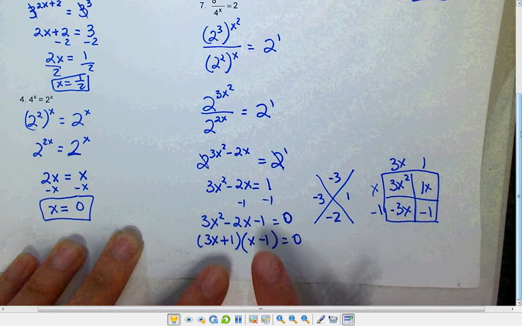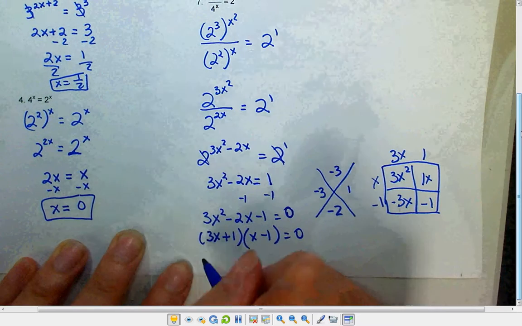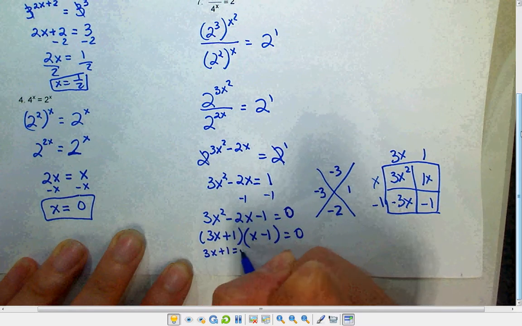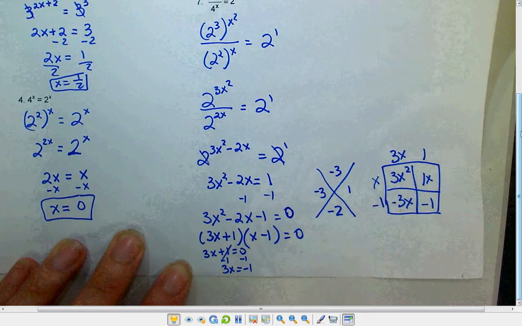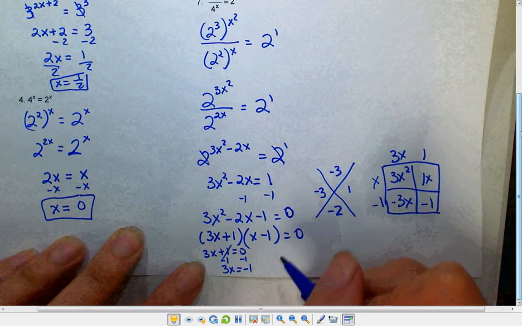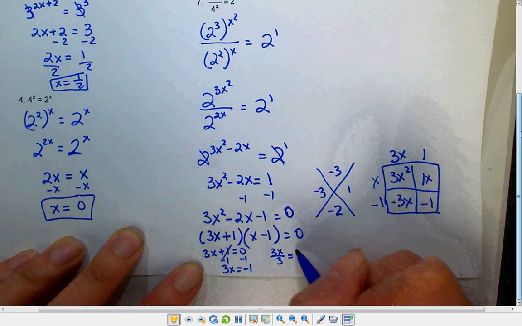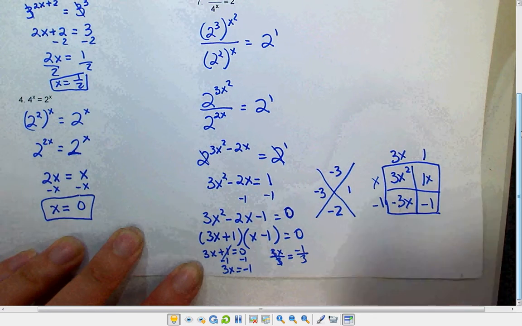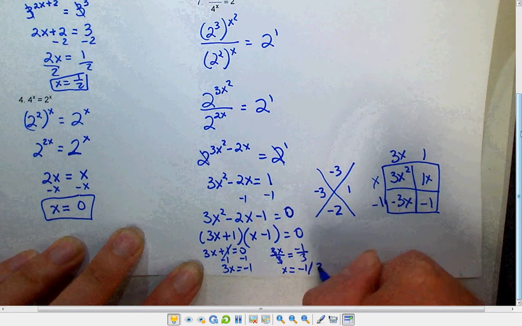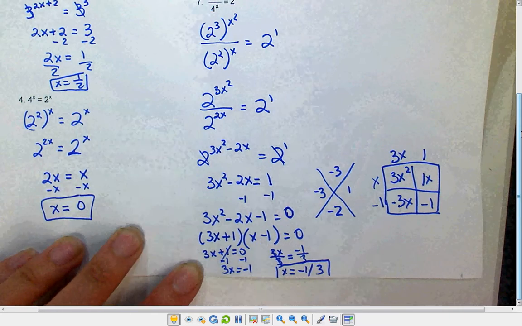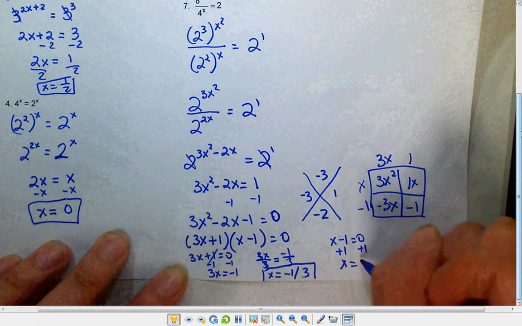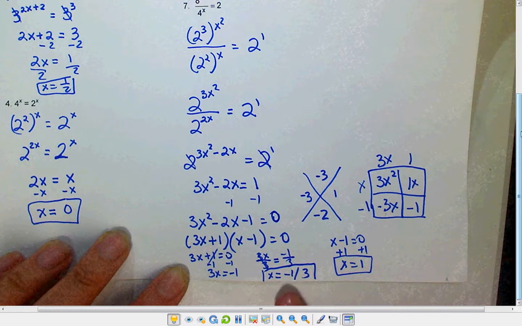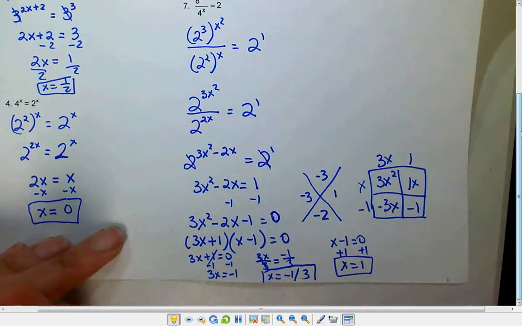And to get my answer now, I'm going to have two different answers. I'm just going to set both of these equal to 0. So 3x plus 1 equals 0, minus 1, minus 1. I got 3x is equal to negative 1. Divide both sides by 3. And that leaves me with x is equal to negative 1/3. And I also have x minus 1 is equal to 0. So plus 1 plus 1, and I have x is equal to 1. So my two answers for this problem, yes, it's a little bit of a long one, are x is equal to negative 1/3 and x is equal to 1.